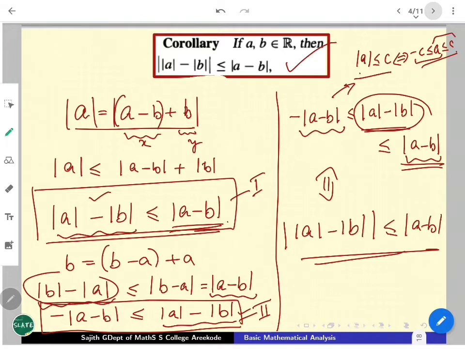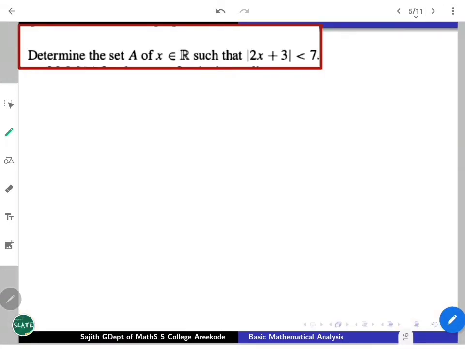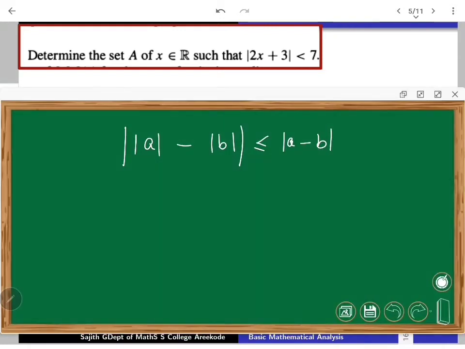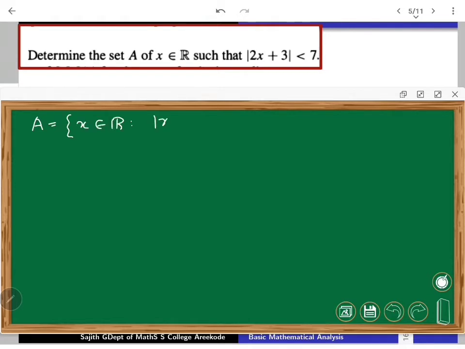So let us look at one example. Here we are asked to determine the set A. So my A contains all the real numbers x such that modulus of 2x plus 3 is less than 7. So I have to determine it. So x is in here means I have to find those x's for which mod 2x plus 3 is less than 7. But here I will use the known fact now.